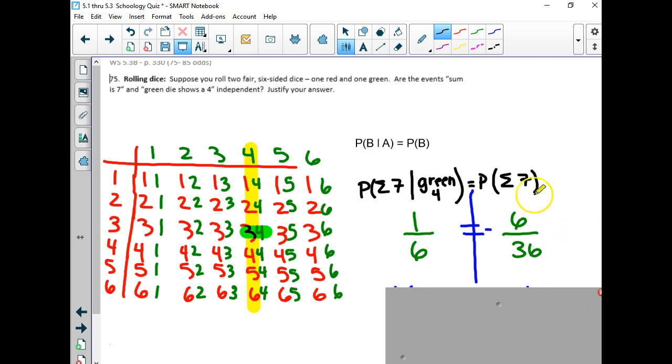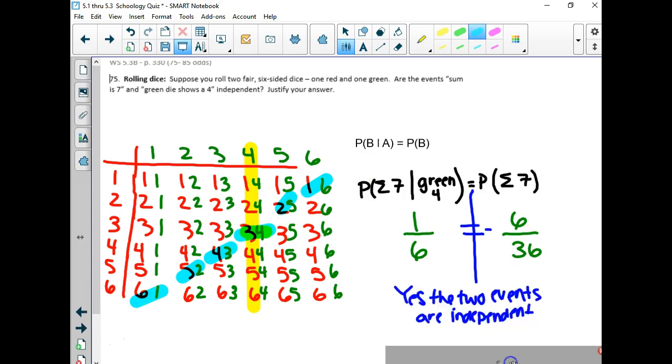Now on the right-hand side, this is always out of the grand total of outcomes. So there's 36 total outcomes. How many of those 36 outcomes do we have a sum that's 7? If I highlight it, you can see it's right here, here, here, here, here, and here. So that's 1, 2, 3, 4, 5, and 6. 6 out of 36. Those are 2 equivalent fractions. So yes, the 2 events are independent. Independence has come up quite a bit. Make sure you understand it. I have some videos posted as well if you don't.